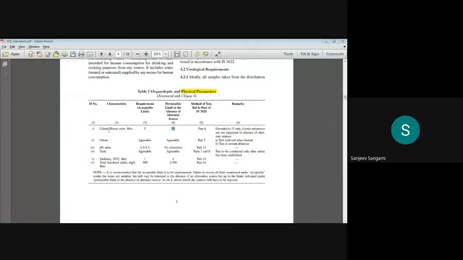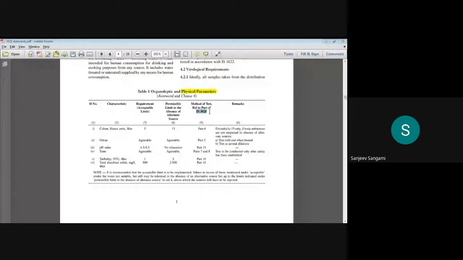You can see the units also here, Hazen units. Okay, so you can say 15 is the maximum. We will restrict up to 5, but it can be considered up to 15. Okay, if color is 5, then no problem, it can be considered up to 15. Then how exactly can it be measured? The method of test, what we are measuring.